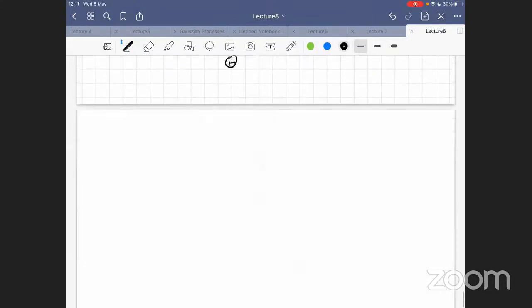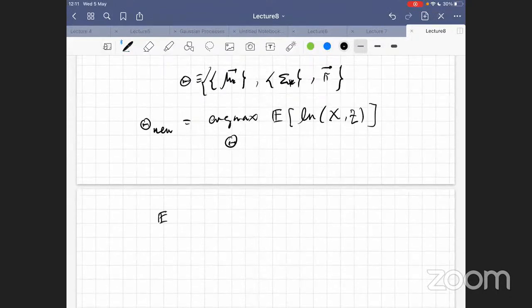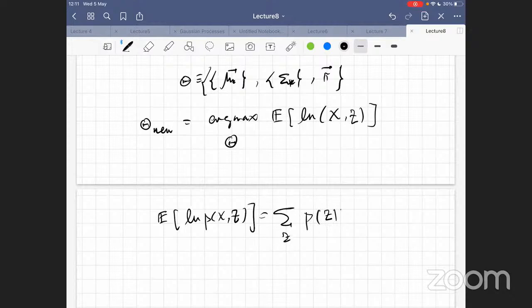Where the expectation, I probably forgot to write it, is just the sum over z of p(z|x) log of p(x,z). All right, so this is more or less the idea, and this algorithm is proved to converge.